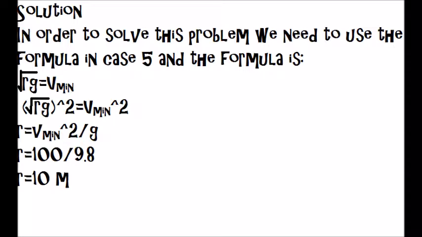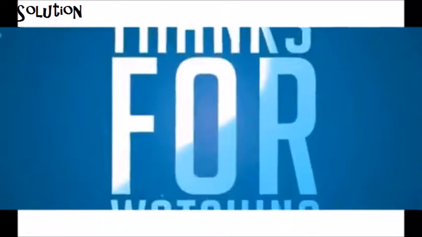Now, in order to solve this problem, we need to use the formula in case 5, and the formula is the square root of radius times gravity equals the minimum velocity. So how will we get the radius? We just need to square both sides to remove the square root and then divide by the given gravity, meaning r equals 100 divided by 9.8, and the answer will be 10 meters.